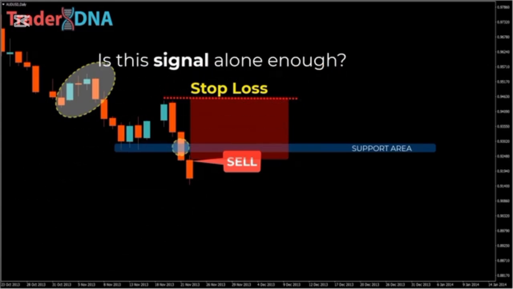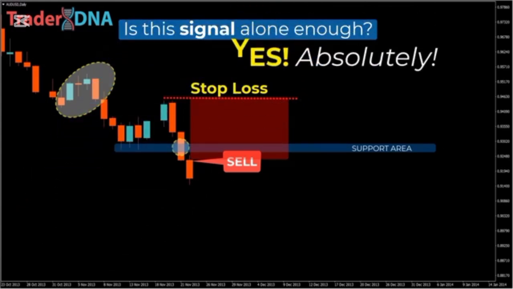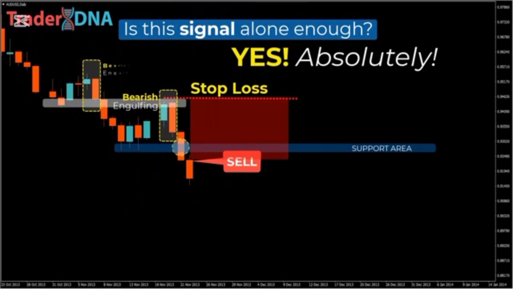Now, is this signal alone enough? Yes, absolutely. This is already a high probability sell setup. But wait, let me show you why this signal is even more special. Look right here, this strong bearish engulfing candle formed after the price rejected resistance at this level. So what does that mean? It means this bearish breakout bar with its big body and small wick isn't just any sell signal, it's a super high probability sell signal.